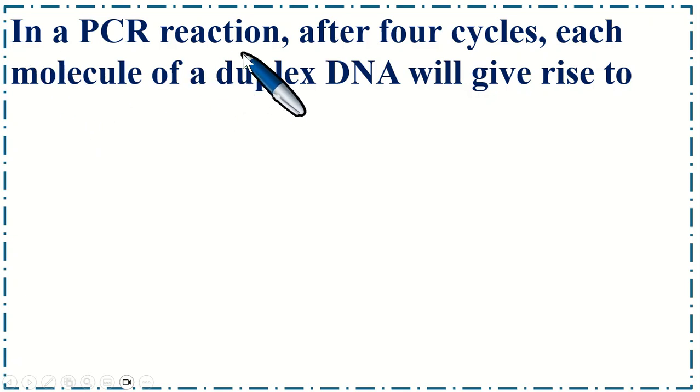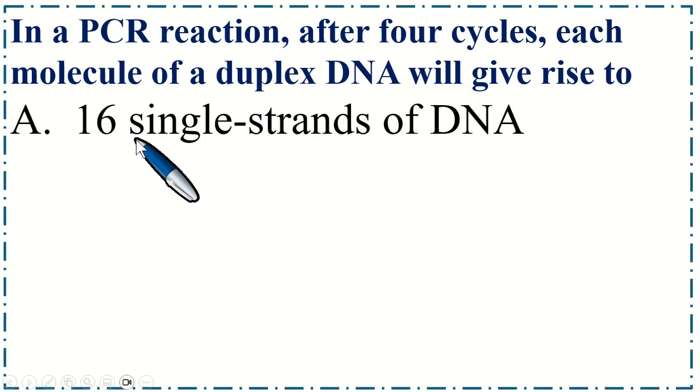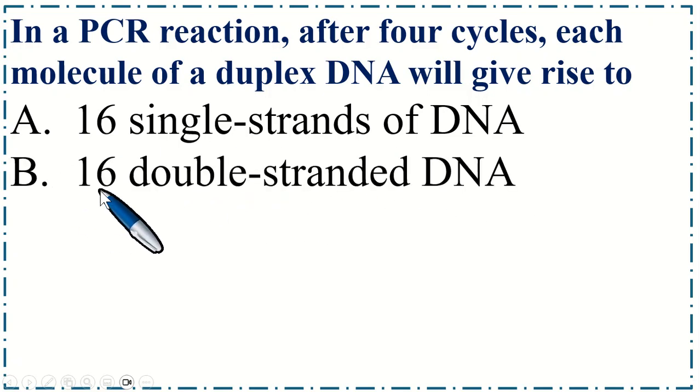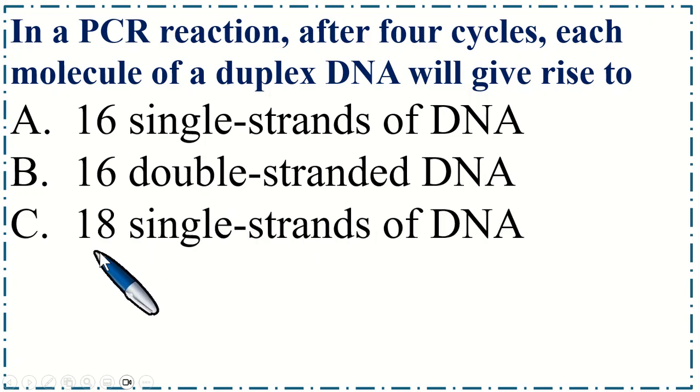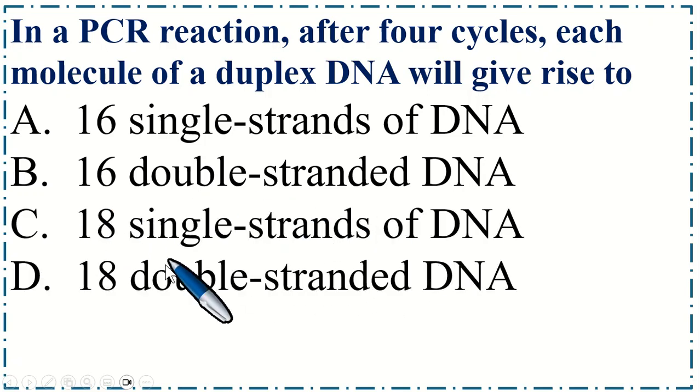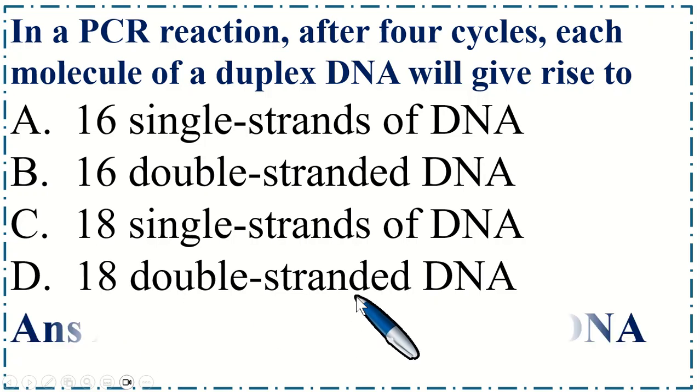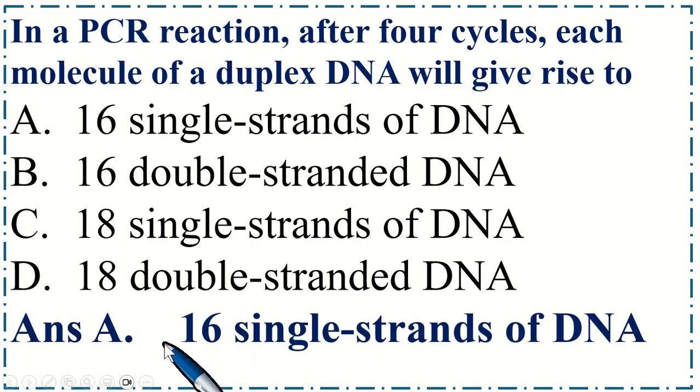In a PCR reaction, after 4 cycles, each molecule of duplex DNA will give rise to option A, 16 single strands of DNA; B, 16 double strands of DNA; option C, 18 single strands of DNA; and option D, 18 double stranded DNA. So the correct option is A. 16 single strands of DNA.